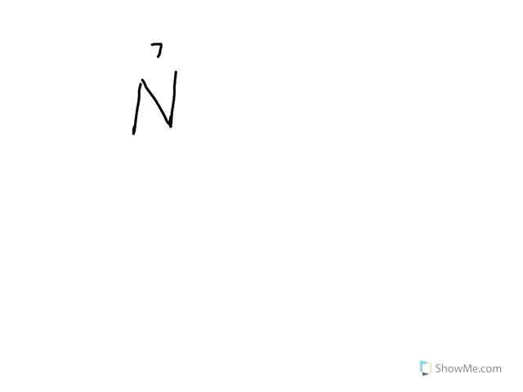In this lesson we're going to take a look at how to draw what's called an orbital diagram, and really it's just a visual way of representing an electron configuration. So let's start by reviewing electron configurations.